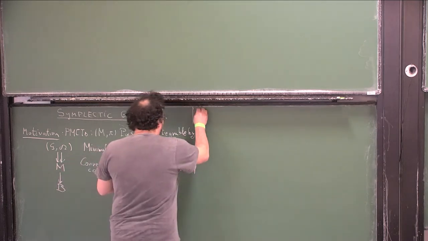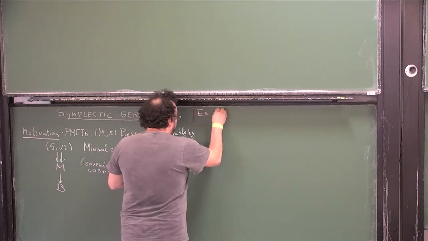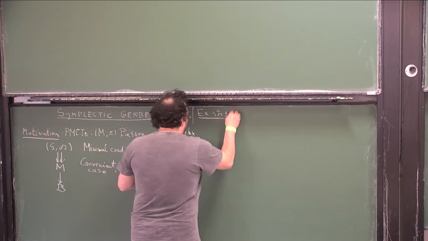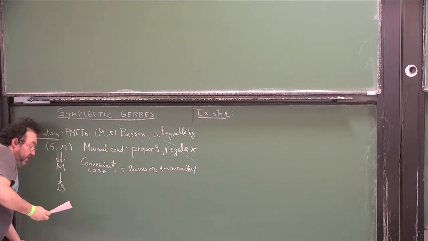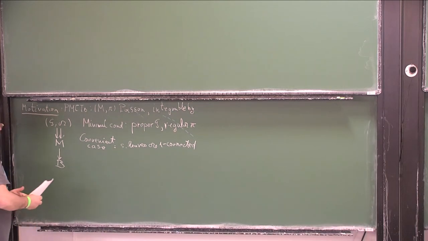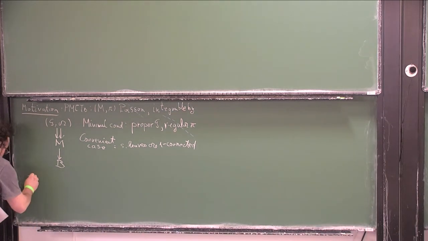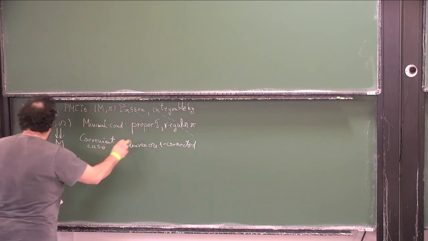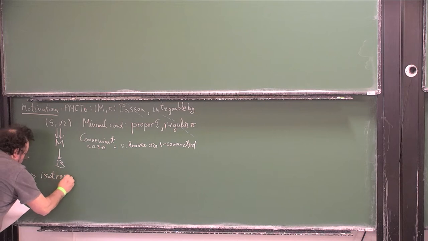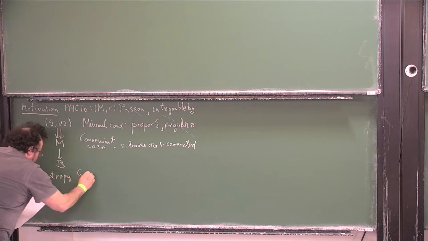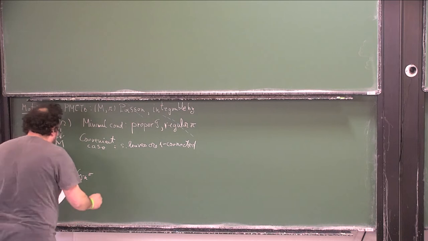So, example, structure one. The point is that when you have a PMCT like this, it follows, because of the regularity, that the isotropy groups will be compact abelian.